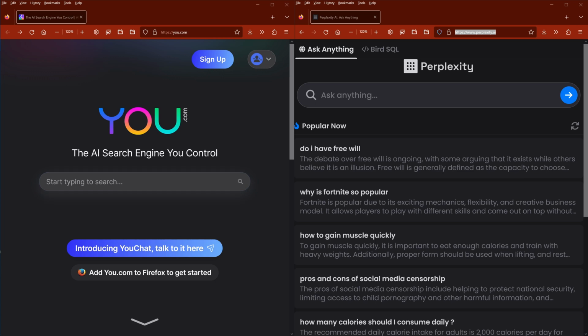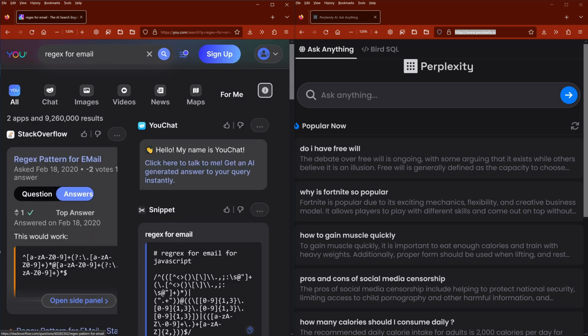Hello, community. Today we compare two LLMs that are close to ChatGPT. At first, here on the left side, we have you.com. We have here a look at YouChat. And on the right side, we have Perplexity. And this is from Perplexity.ai. Let's jump right into it.